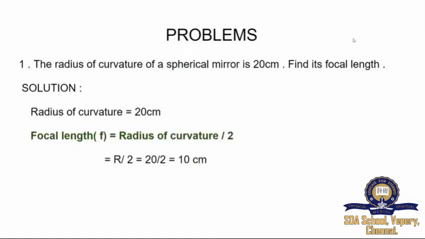They have already given the radius of curvature value. The radius of curvature value is 20 centimeter. So, apply the radius of curvature value in the focal length formula. So, 20 divided by 2 is equal to 10 centimeter.